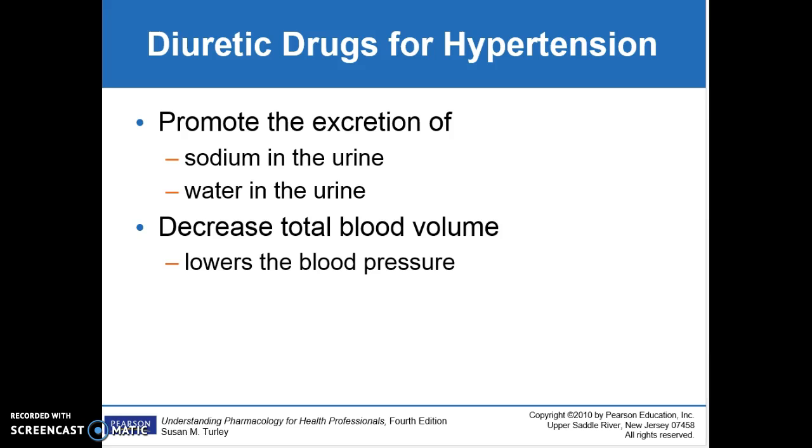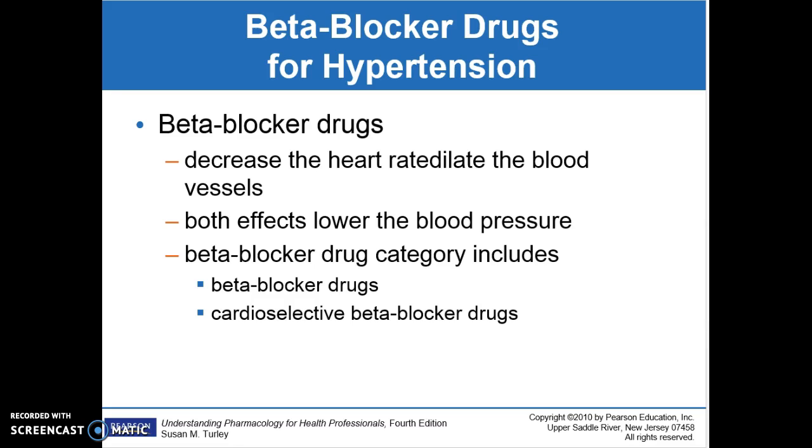Some of the diuretics also deplete your potassium level, which can cause problems with your cardiac function. So there's pros and cons for everything. The beta blocker category of drugs decreases the heart rate and dilates the blood vessels. So what that means is they are going to change how the blood vessels dilate, okay, open and close.